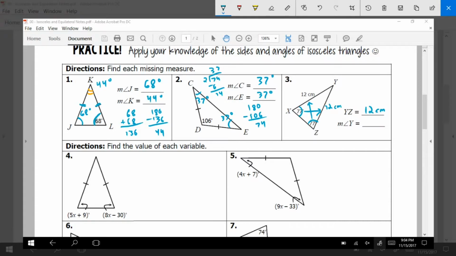And now, how am I going to find the measure of angle Y? That's over here. Well, if X is 77 and Z is 77, then Y is going to be, I'm going to add the 77s together, which is 154, and then I'm going to subtract that from 180. 180 minus 154 is 26, and measure of angle Y is going to be 26 degrees. All right, on to number 4.